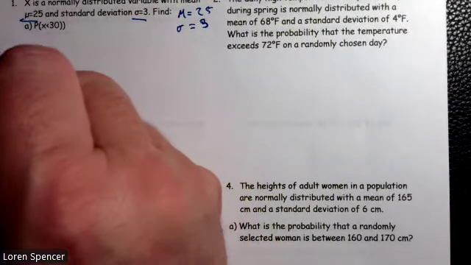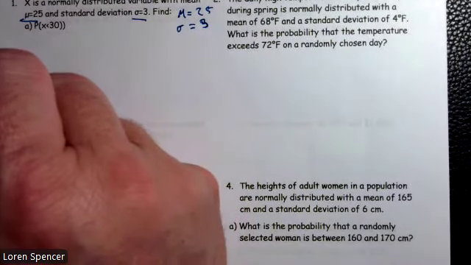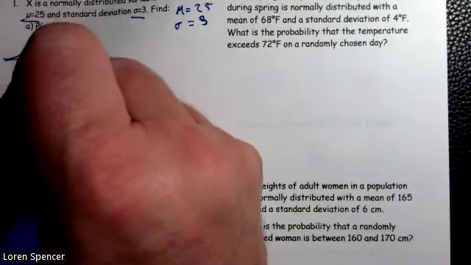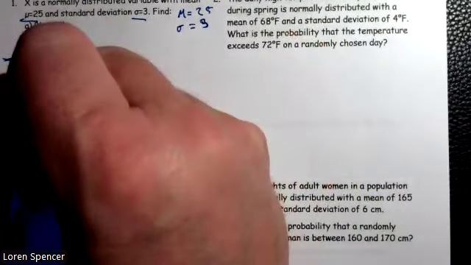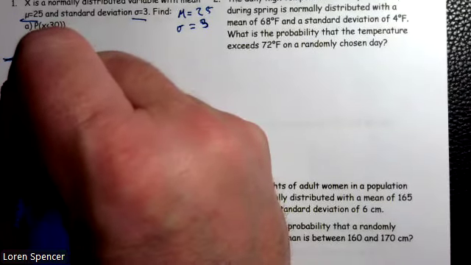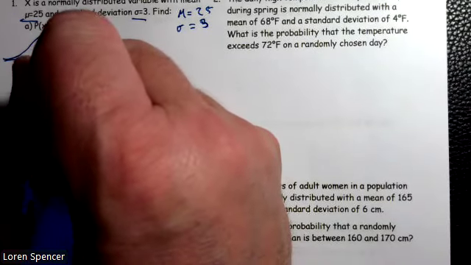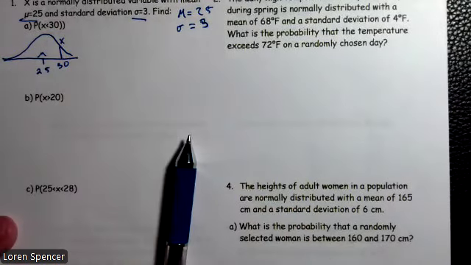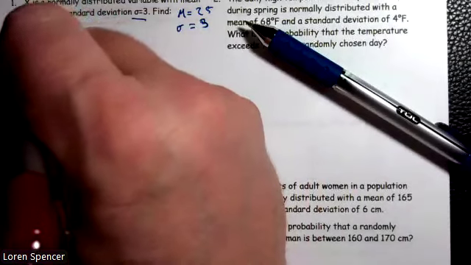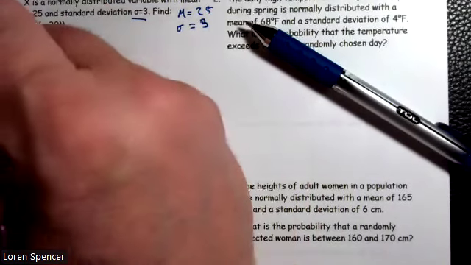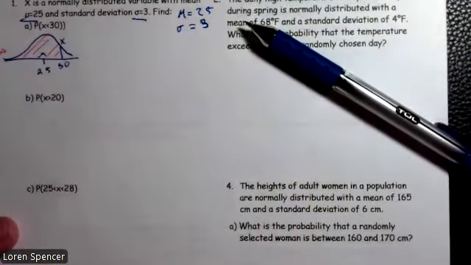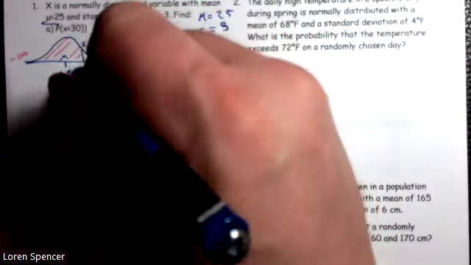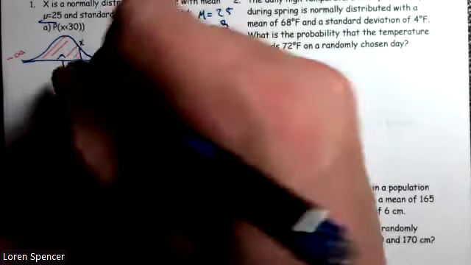So what's the probability that X is less than 30? Well, that's interesting because our mean here is at 25 and we have an X value of 30. And it says less than, so we're shading this way. And don't forget this goes to negative infinity.